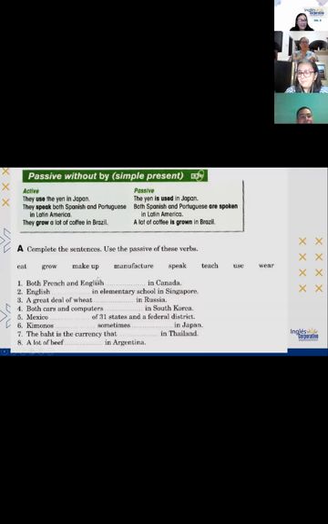And now you're gonna work in groups and you're going to complete these sentences, okay? First, read the examples. They use the yen in Japan, the yen is used in Japan. They speak both Spanish and Portuguese in Latin America. Both Spanish and Portuguese are spoken in Latin America. They grow a lot of coffee in Brazil. A lot of coffee is grown in Brazil. Check the sentences, check the verbs: eat, grow, make up, manufacture, speak, teach, use, wear, and try to remember the past participle of these verbs, and then you complete these sentences.